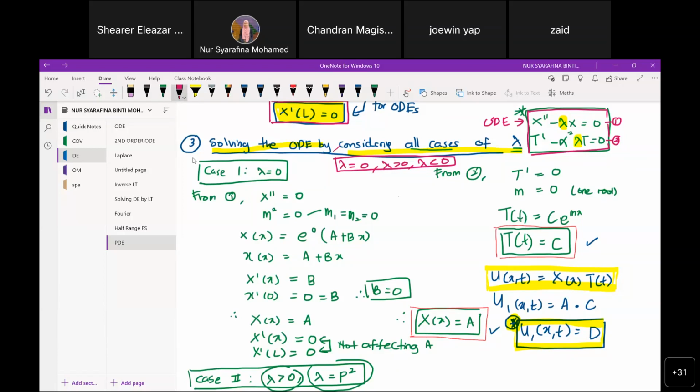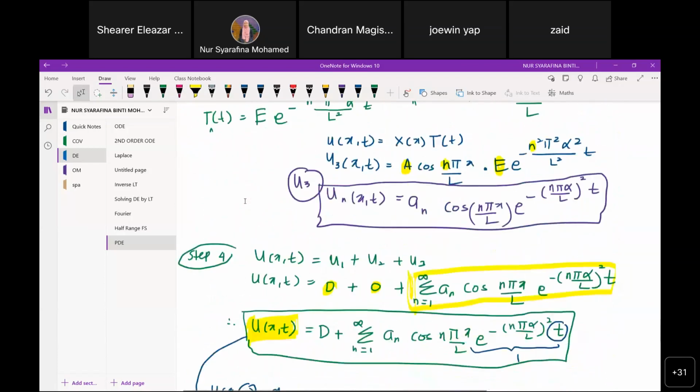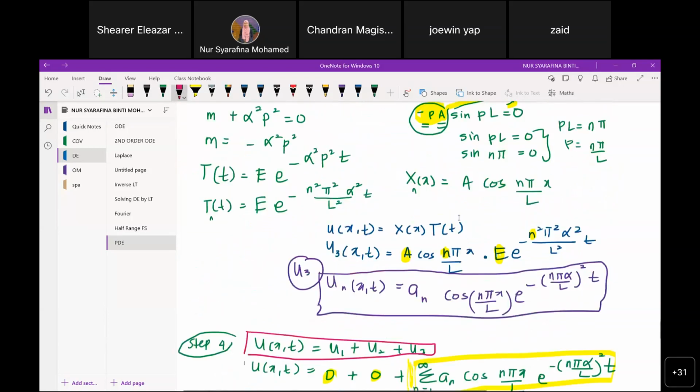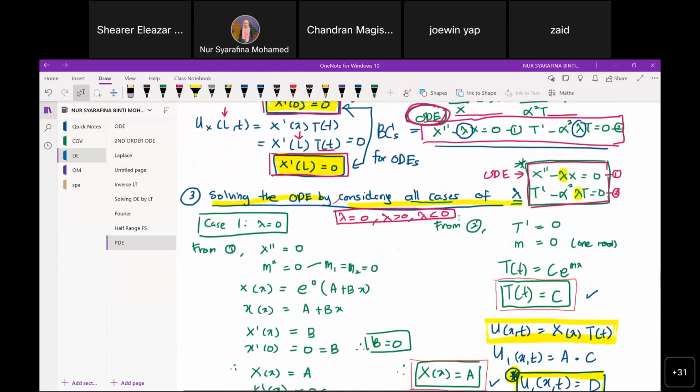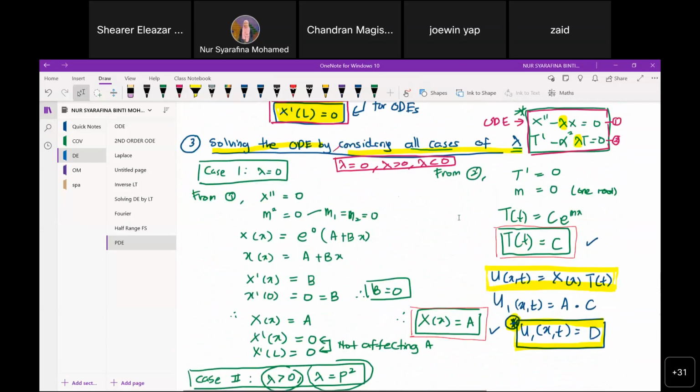Each case will give us a different solution. That's why in our fourth step, we need to sum up all the solutions obtained: the solutions from the first case, second case, and third case. So we have to do it one by one for all cases of lambda. So start with lambda equals 0. Now this is your ODE.